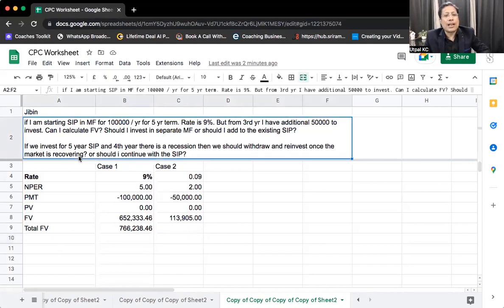If we invest through a 5 year SIP and in the 4th year there is a recession, then we should withdraw and reinvest once the market is recovering. Yes, this is actually the other way around, and this is why people lose money. 98% of people lose money in equities. Note it down. Only 2% of people make money. That's why analysts are given very high salaries by financial institutions. These are the people who make money. So what you are saying is exactly the other way around.